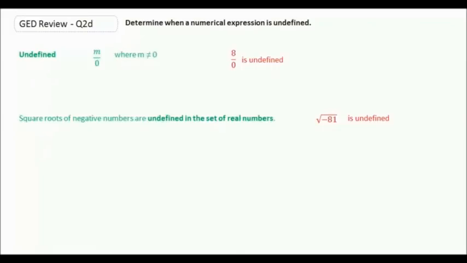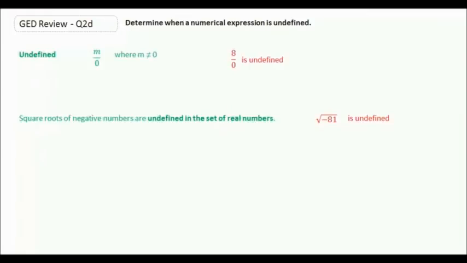Now there's times when numbers are undefined. Undefined means when you have m over 0 and m doesn't equal 0. That gives you something else. So if I have 8 over 0, it's undefined. This is because the fraction bar really means division, and we can't take 8 things and divide it up into 0 groups. That just doesn't make sense. So whenever you have a fraction that has a denominator of 0, it's undefined.